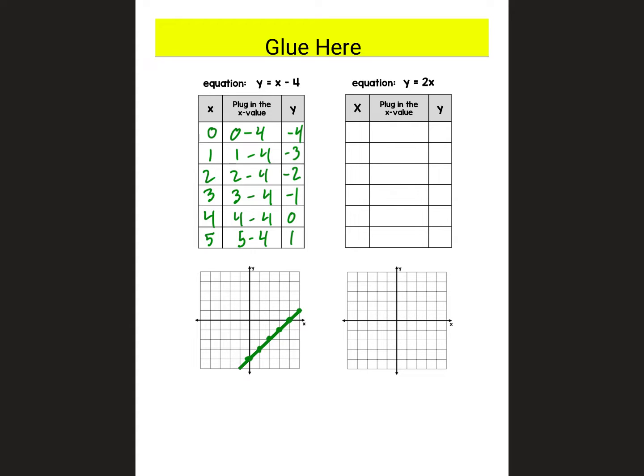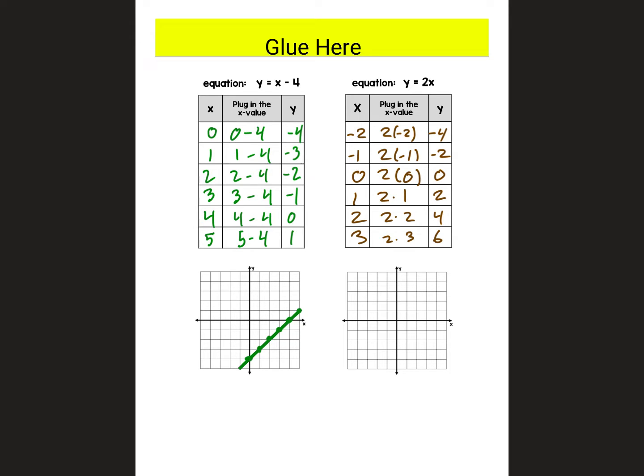Now, let's try y equals 2x. This time, I'm going to start with negative 2. 2 times negative 2 is negative 4. If you have x is negative 1, then 2 times negative 1 is negative 2. If you have x is 0, then 2 times 0 is 0. For x is 1, 2 times 1 is 2. For x is 2, then 2 times 2 is 4. And for x is 3, then 2 times 3 is 6.